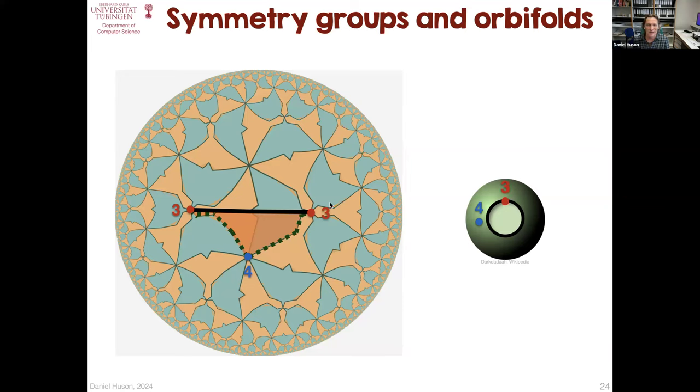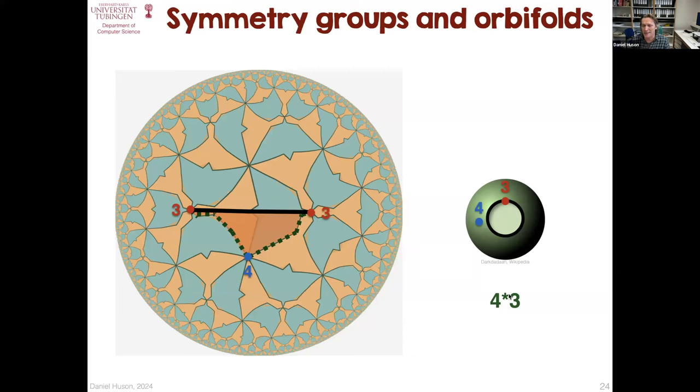If you think about it, I already said that these lines get identified with each other. In particular, this point is going to be identified with that point. It gives rise to one point here. So it's an equivalent rotational symmetry. And this is called four star three.